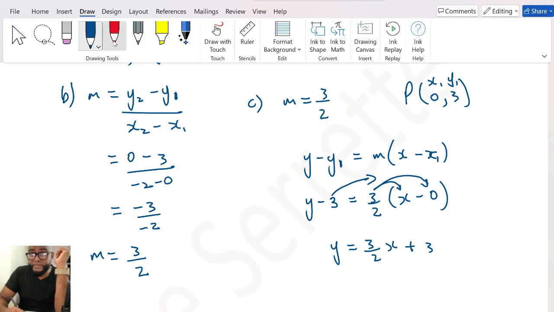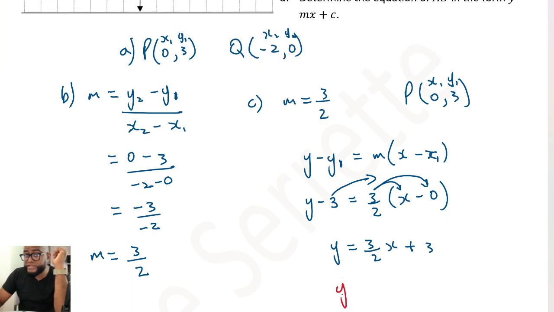Make sure it is always in the form y is equal to mx plus c. You see that there? Y is equal to mx plus c is the equation of a line, right? This is the form for the equation.